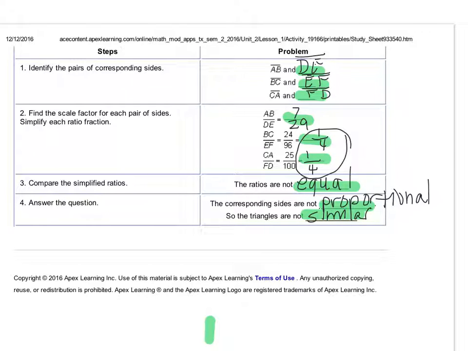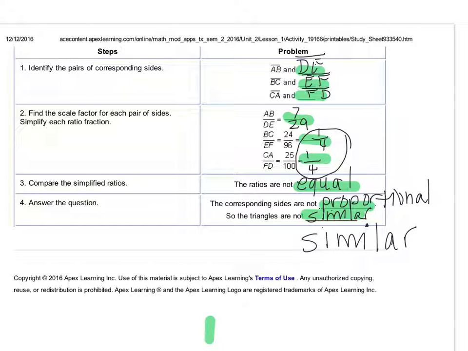In order, since similar, that's supposed to be an I right there, and then that's an M. So the triangles are not similar.